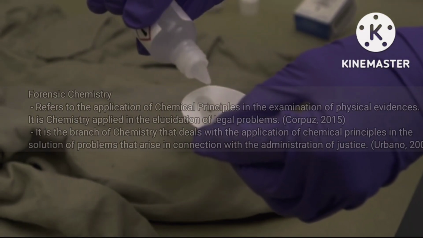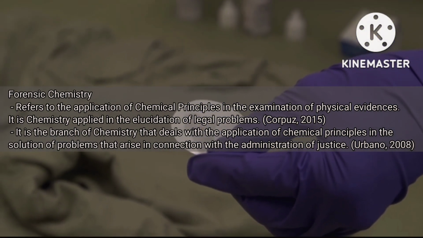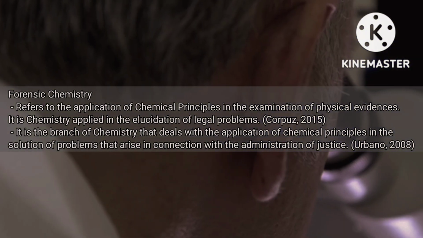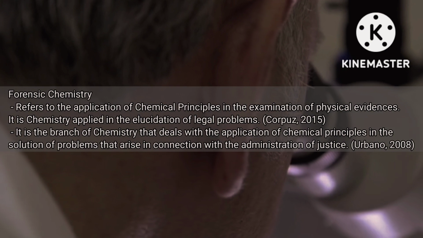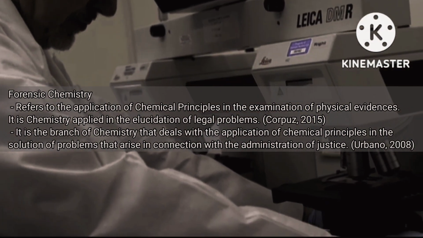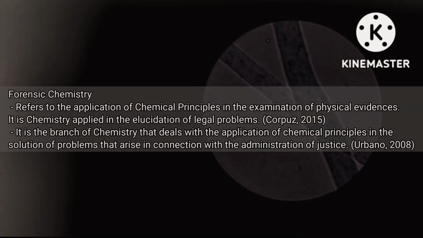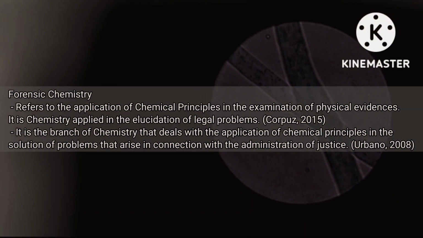First, let's define what is forensic chemistry. Forensic chemistry refers to the application of chemical principles in the examination of physical evidences. It is chemistry applied in the elucidation of legal problems. It is the branch of chemistry that deals with the application of chemical principles in the solution of problems that arise in connection with the administration of justice.